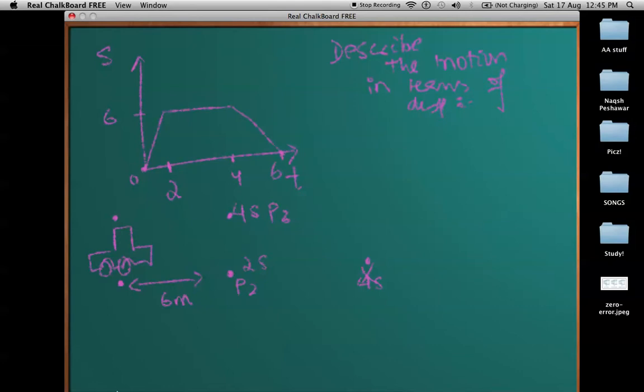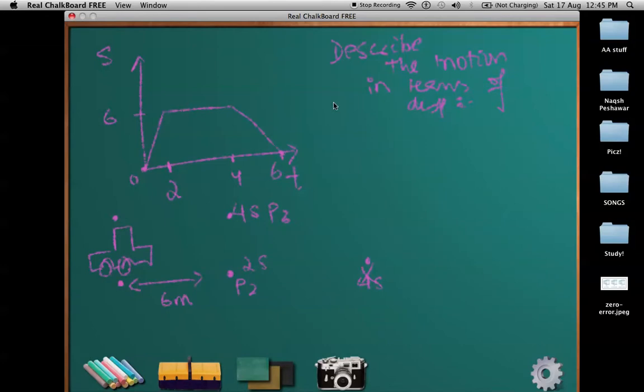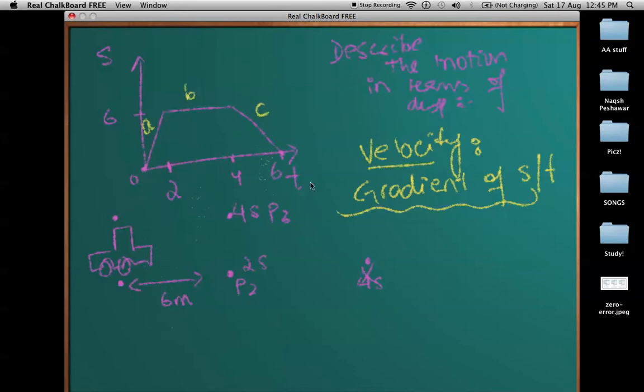But what about the velocity of the car? Remember that from a displacement time graph, we can always get information about velocity. So the velocity is the gradient of a displacement time graph. So we know that this line, and this line, they all have different gradients. So we will tackle them each one by one. This is line A, this is line B, this is line C.